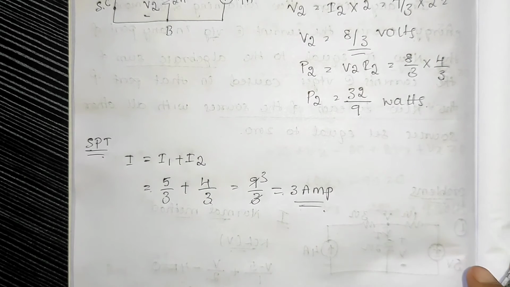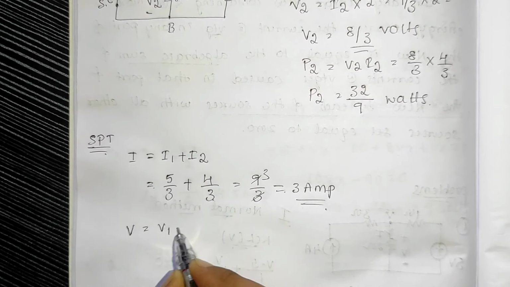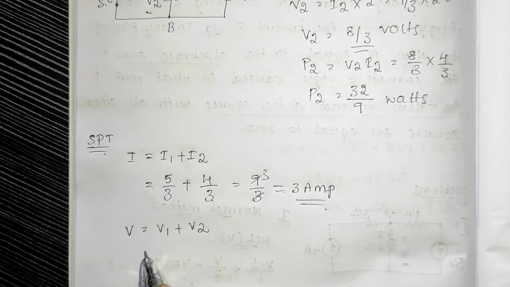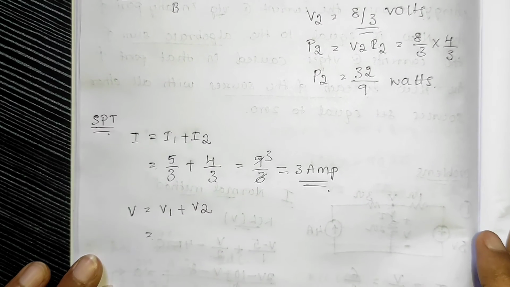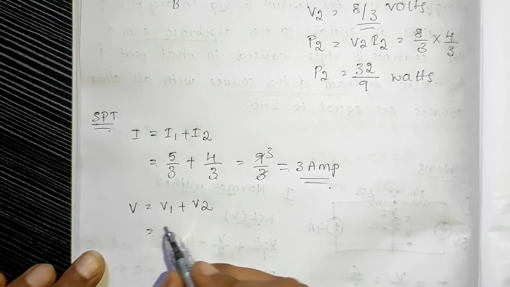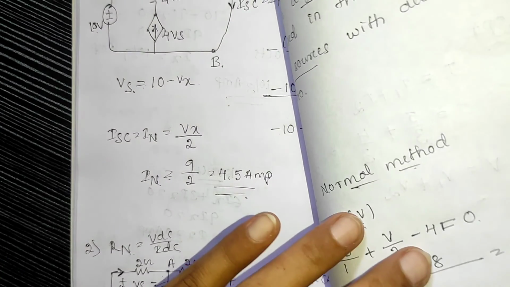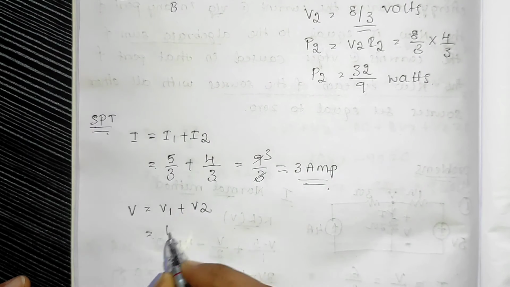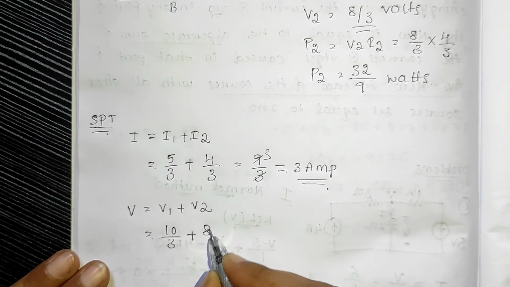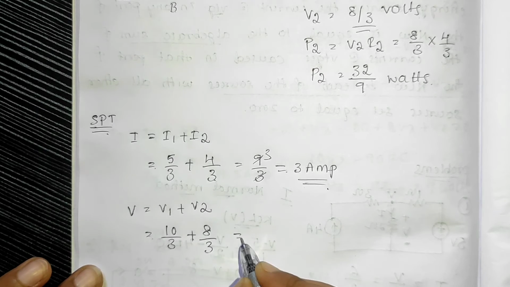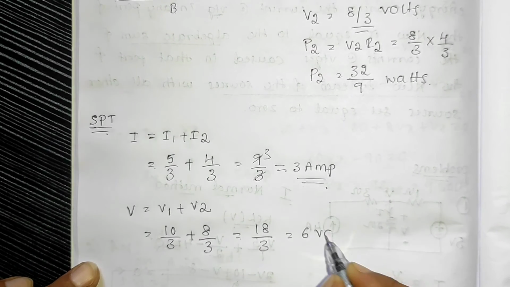Okay. So the total voltage is V1 plus V2, the algebraic sum. Here the V1 voltage value is 10 divided by 3, and V2 is 8 divided by 3. Then it goes to 18 divided by 3, then 6 volts, right?